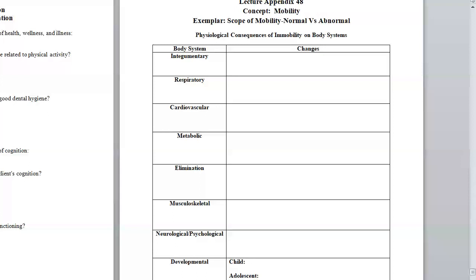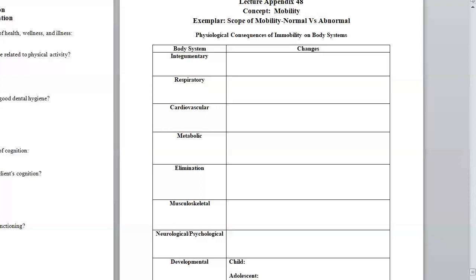And what I have up here on the screen is an activity which really looks at the physiological consequences of immobility on all the various body systems, and how important this particular ability to move can affect these other systems quite drastically. And we've seen and talked about mobility within some of the other specific systems. So let's take a look at each of these systems and see the kinds of changes that occur when an individual is immobile.